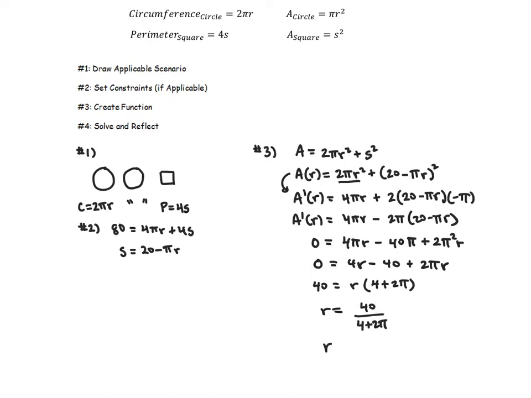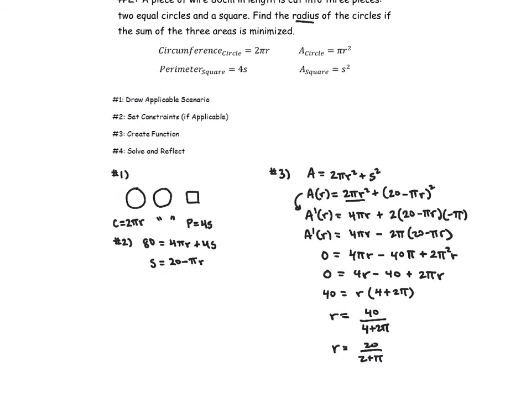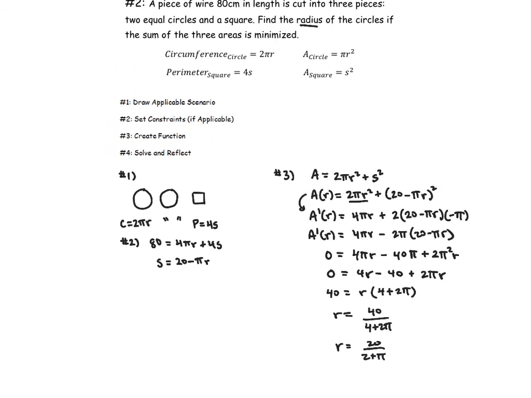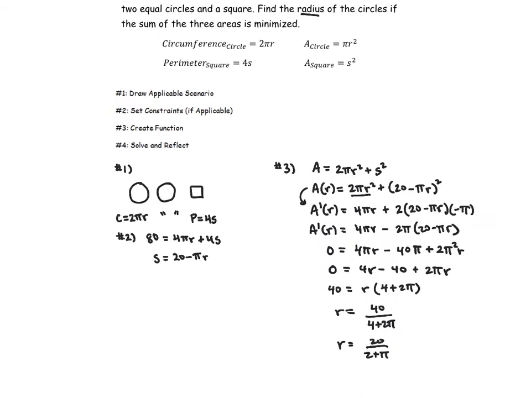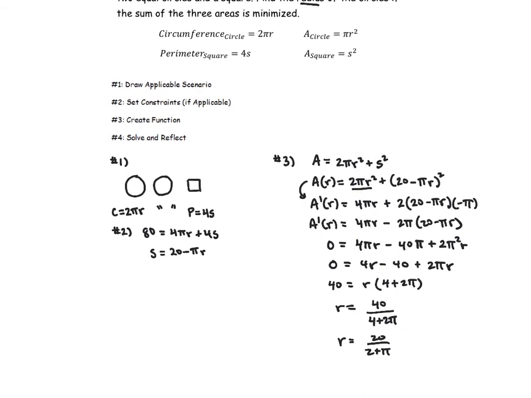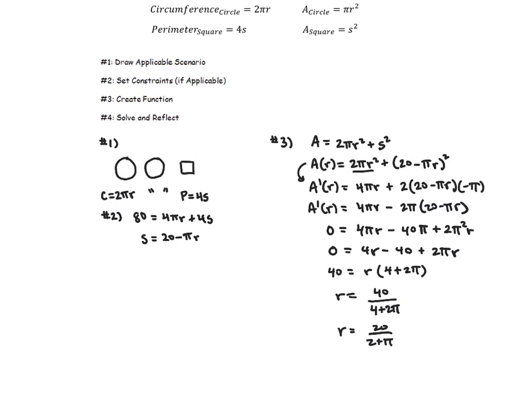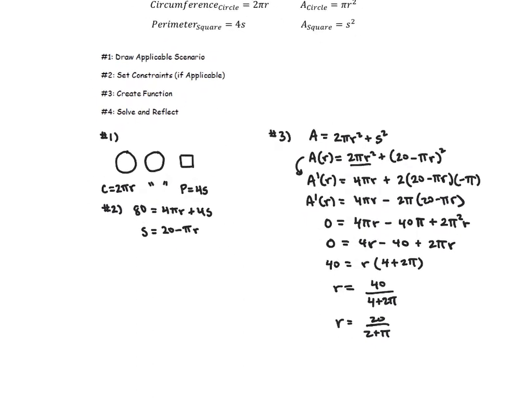Now this would be complete and totally fine if you left your answer that way, but in simplest terms, this would be 20 over 2 plus pi. Okay, positive value for r, which is what we were looking for. The problem does not ask for the minimized area. It asks only for the value for r that minimizes the area.